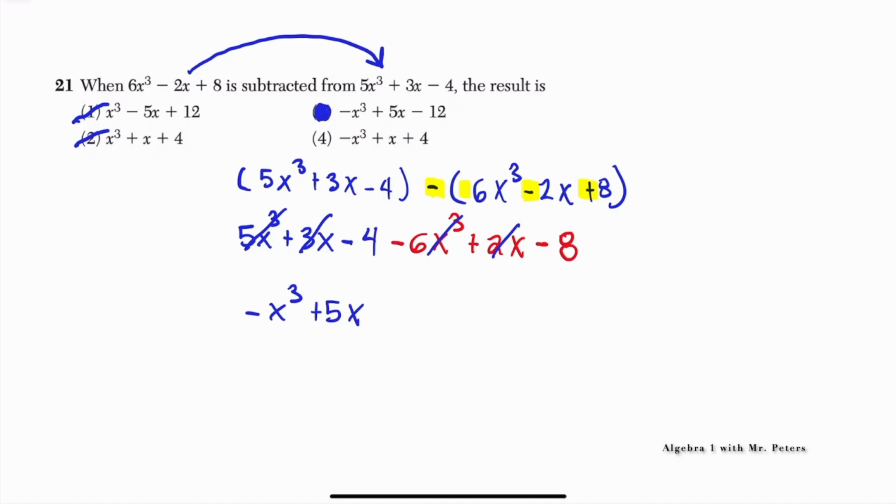But just for the video's sake, we'll finish this off. Negative 4 minus 8, this is going to give us a negative 12. So when you have these type of problems, please understand how to apply that negative to the second trinomial and how it affects its sign.